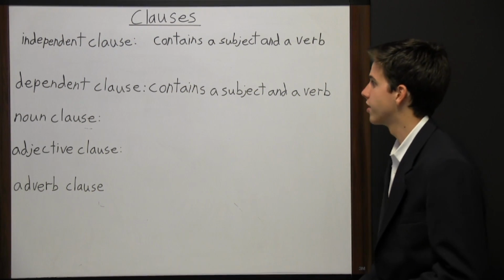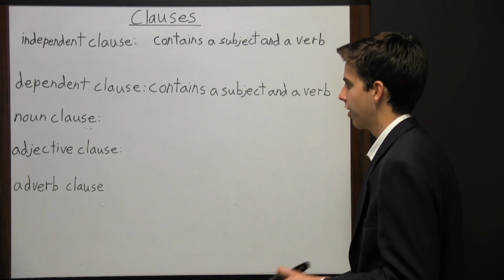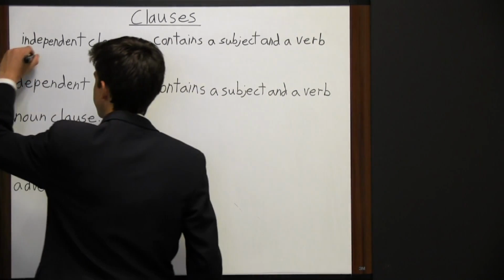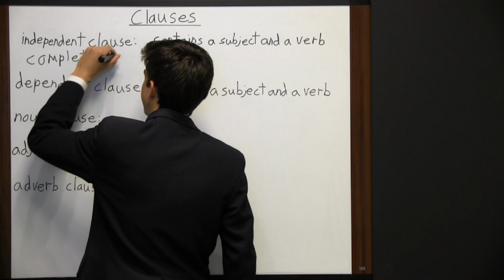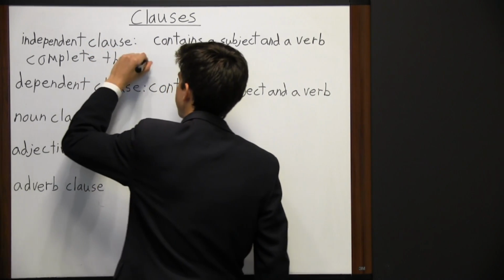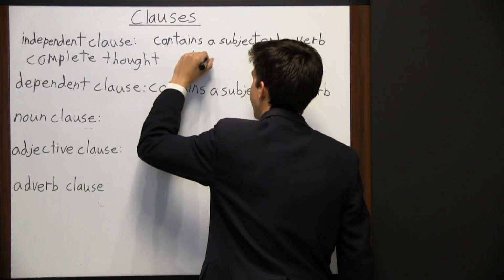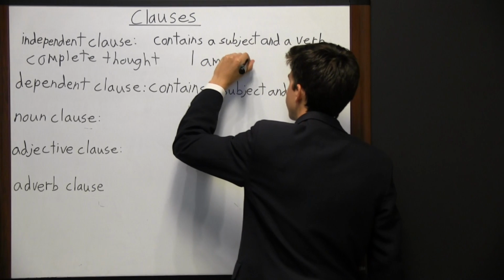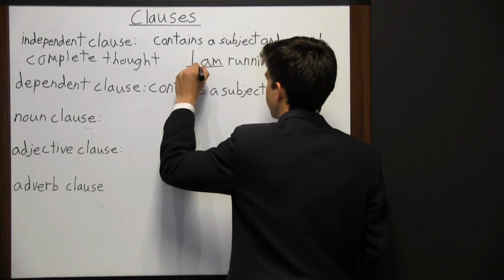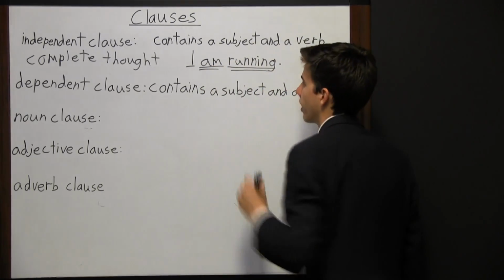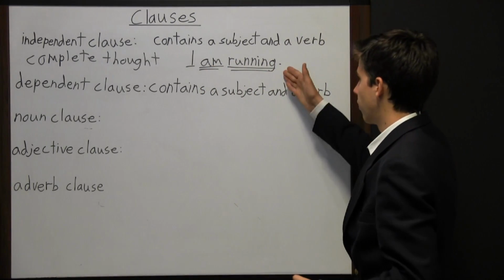An independent clause contains a subject and a verb, and it's a complete thought. So an independent clause can stand by itself, so it can be a sentence. Like the sentence, I am running. See here we have a subject, I, and then we have this verb phrase, am running. And so it's a complete thought. It can stand alone and be a sentence.